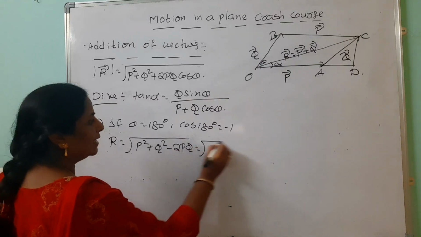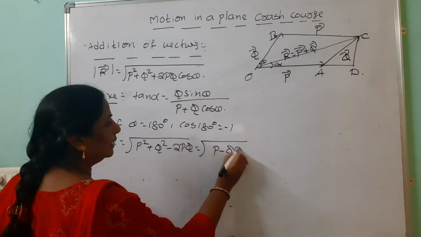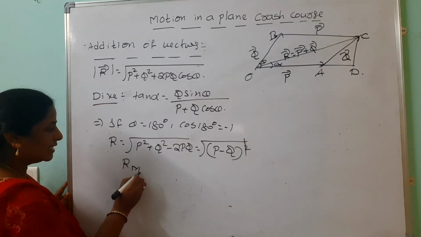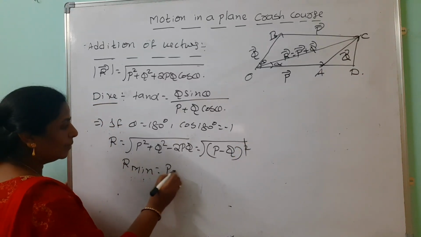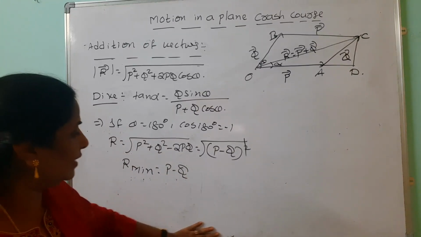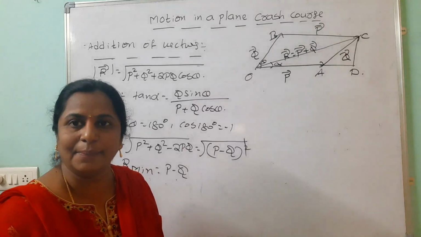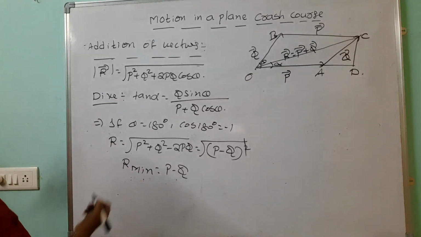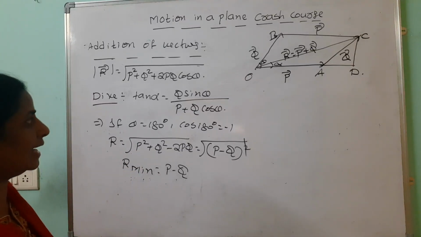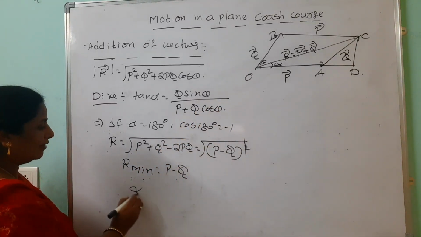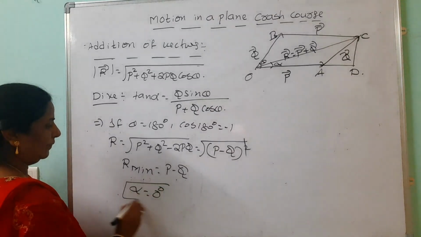This is like the a minus b whole square formula. You can get it: under root and square are cancelled. This is called the minimum. We are subtracting, no? So r minimum equals p minus q. Like that we can find out the magnitude when two vectors are anti-parallel to each other. Otherwise they will mention theta equals 180 degrees. So in this case you know that sin 180 is also how much? 0. Here also alpha equals 0 degrees.